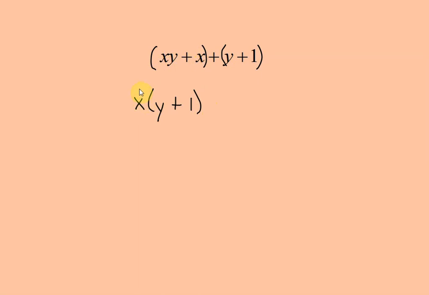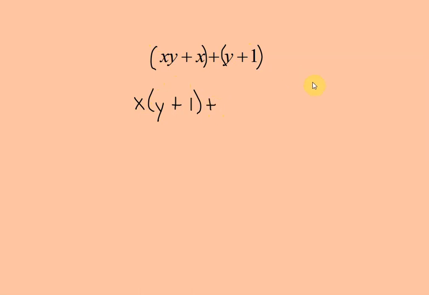So here, if I were to distribute this x, that would give me xy, and then x times 1 is x. If I didn't put a 1 there, I wouldn't be able to get back to what I started with. All right, in the second group, I'll bring down my plus sign.